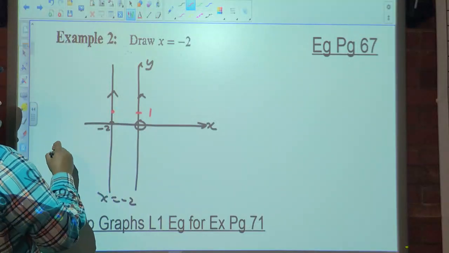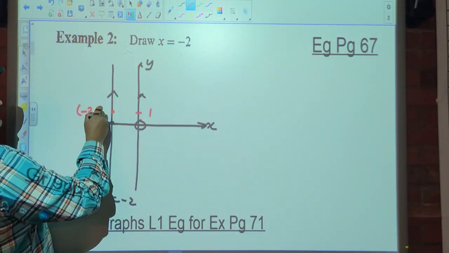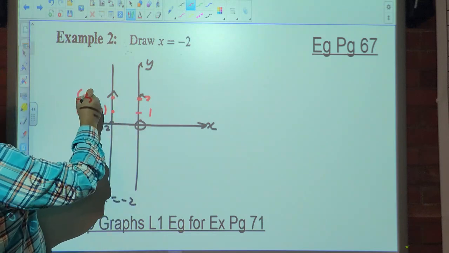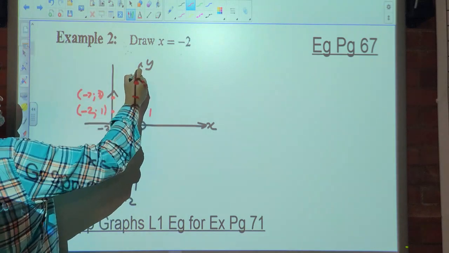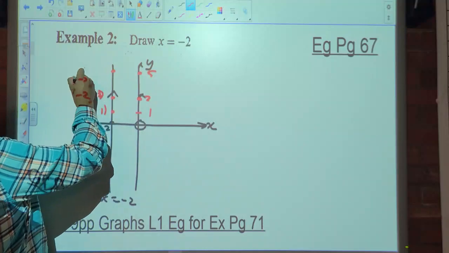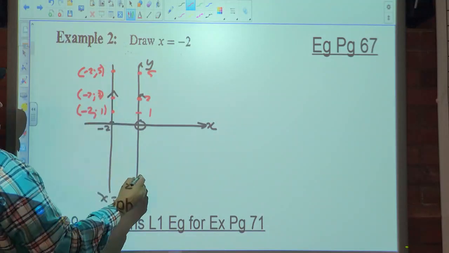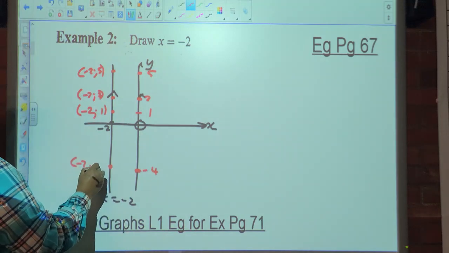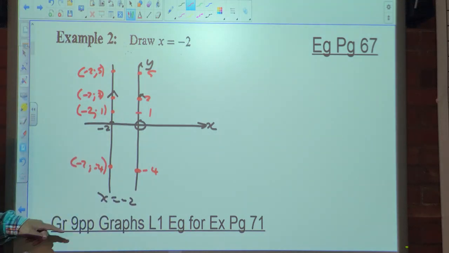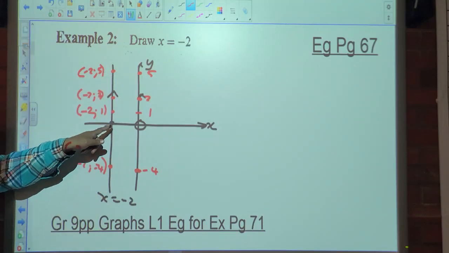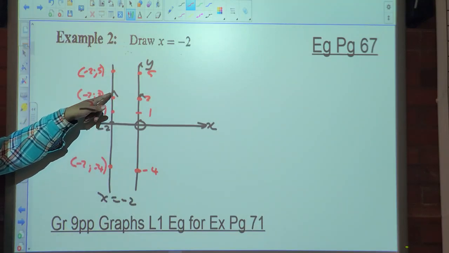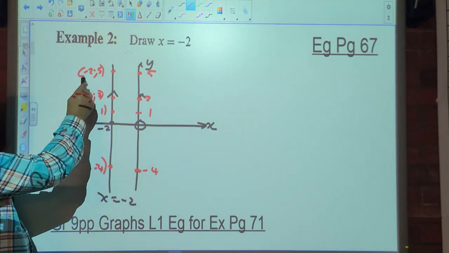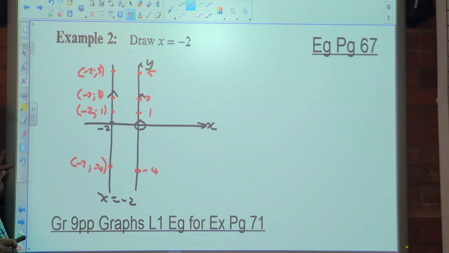What would this point be? Negative 2 and 1. Then we'll go here, 2. And this point would be negative 2 and 2. We'll go there, 5. This would be negative 2 and 5. We'll go minus 4 here. This would be negative 2 and minus 4. What do we notice here, people? Anywhere on this line, it has a constant value of x to be minus 2.